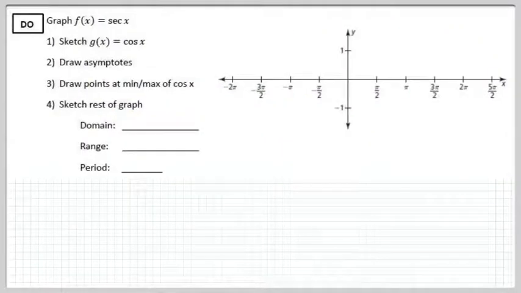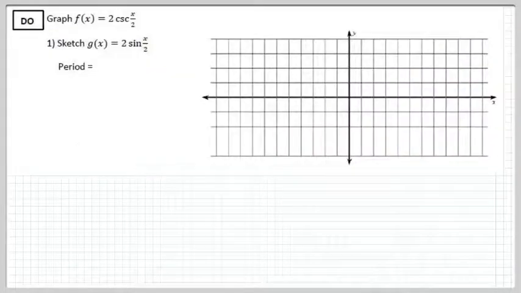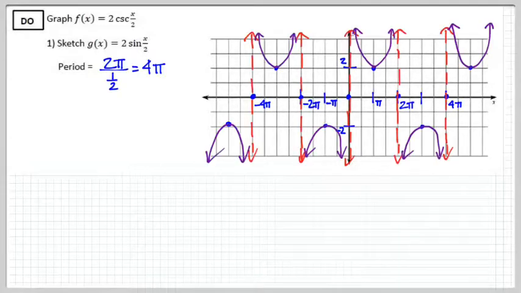Okay, so go ahead and do this. I'll give you a count of 3, and then I'll show you the answer. 1, 2, 3. Go ahead and do this one. I will show the answer in 3, 2, 1.